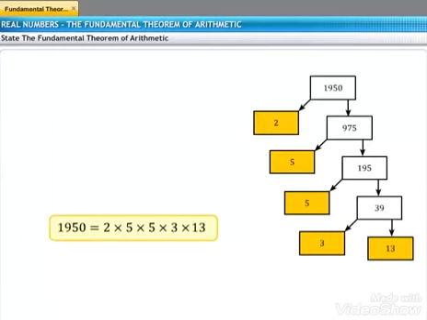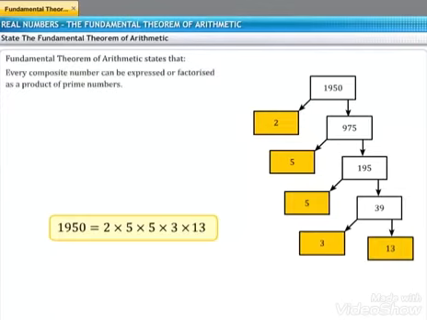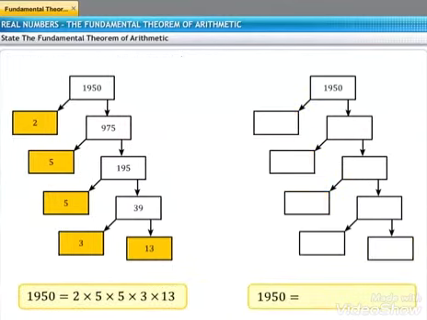What is true for 1950 is true for any composite number you can think of. Mr. Number Maker's claim is based on the fundamental theorem of arithmetic that states every composite number can be expressed or factorized as a product of prime numbers. Is there any other way to factorize 1950 using prime numbers? Let us see. Starting with 5 instead of 2, we get another set of prime factors for 1950.